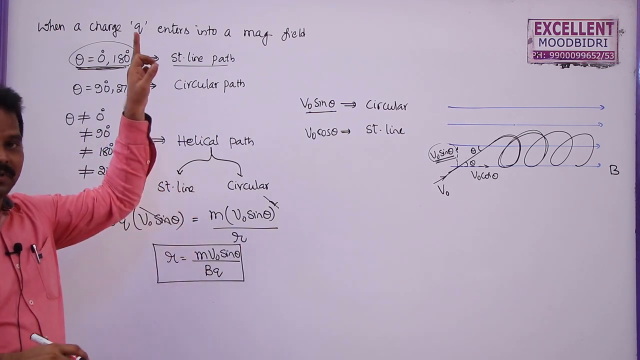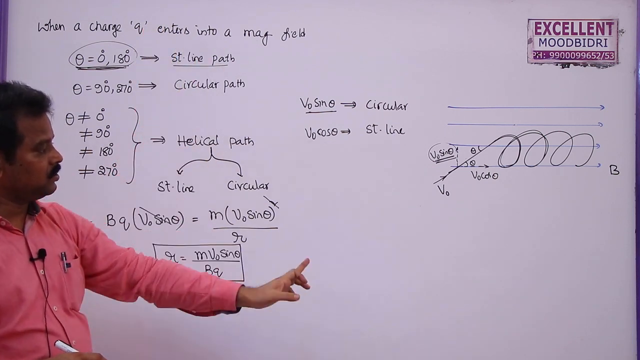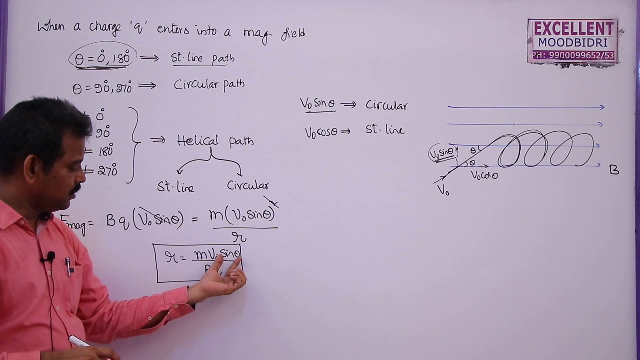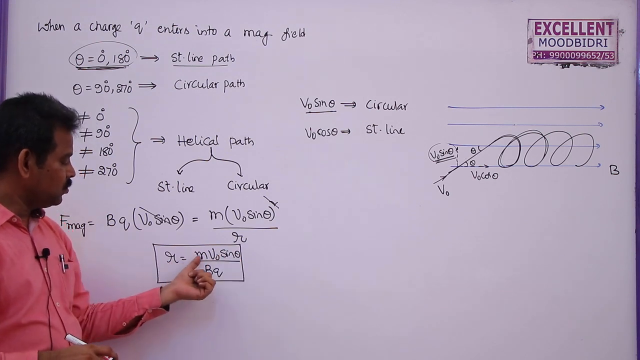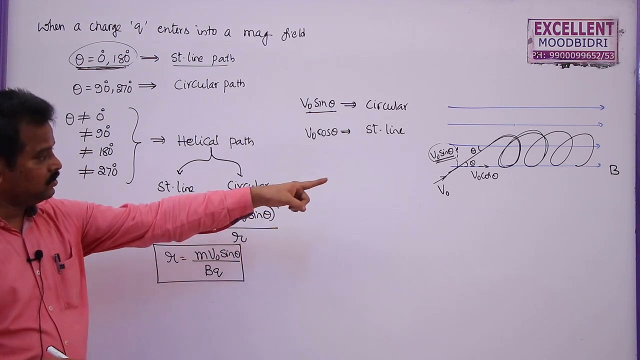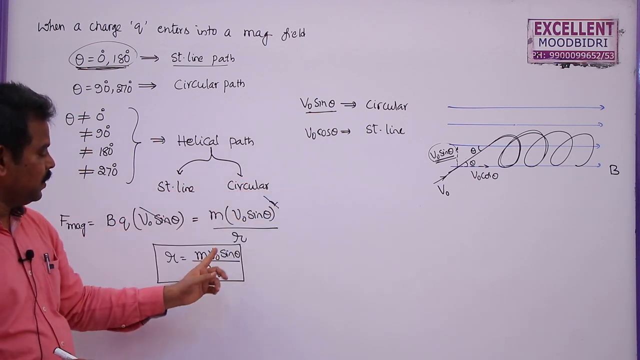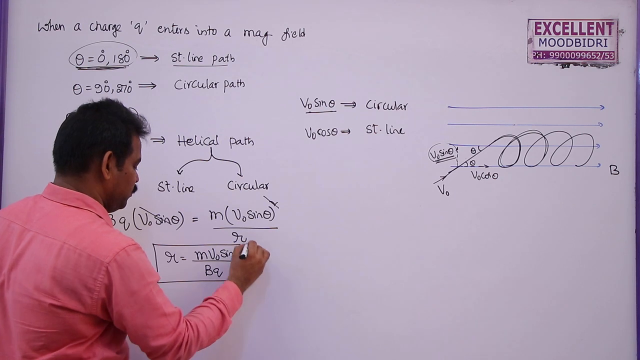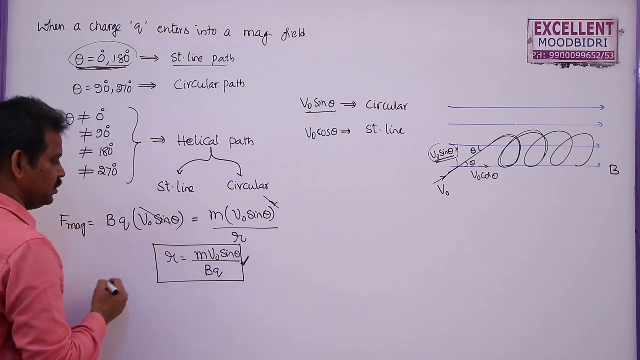Whereas in the case of a perpendicular entry, theta will become 90 and sin 90 is 1, so we got r equal to m v by B Q. As theta is not equal to 90, this will become m v sin theta by B Q. This is the radius of the path.